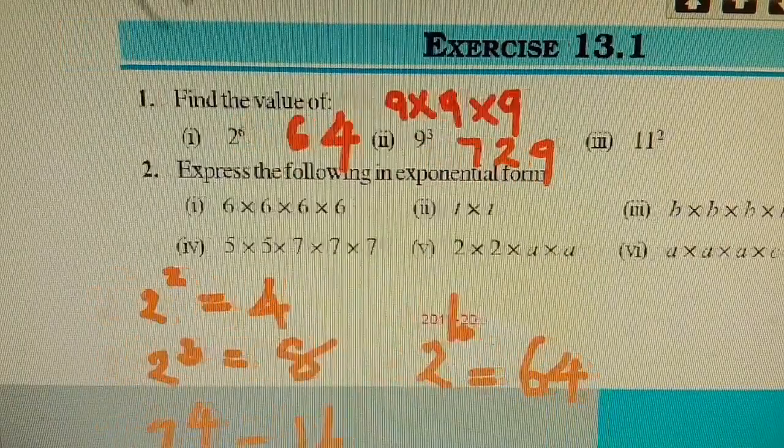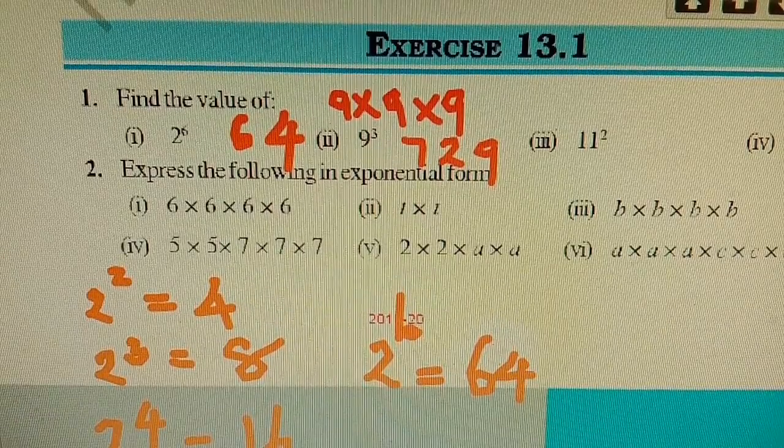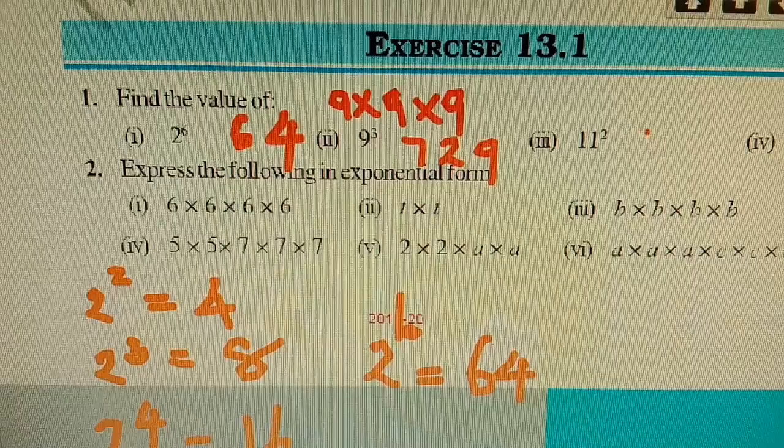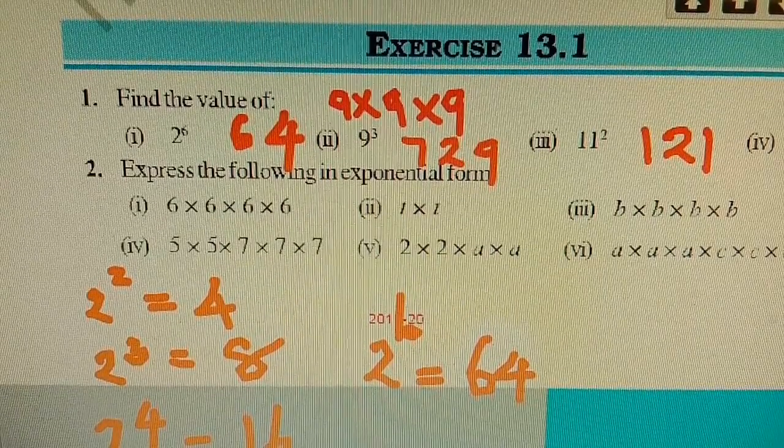The next one is 11 square. 11 square means 11 multiplied 2 times. 11 times 11, we know that is 121. 11 times 11 is 121.